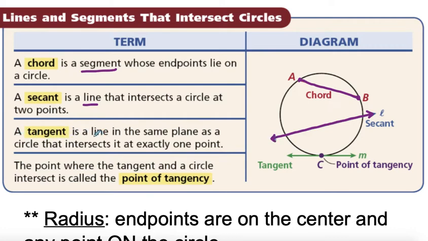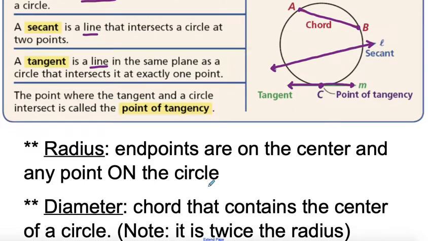A tangent is also a line, so it's continuing on both ends, in the same plane as a circle that intersects it at exactly 1 point. And so we see that here. Unlike the secant, a tangent only intersects the circle at 1 point. And then the point where the tangent and a circle intersect is called the point of tangency.